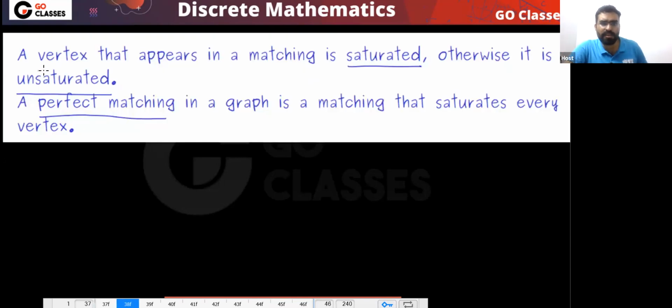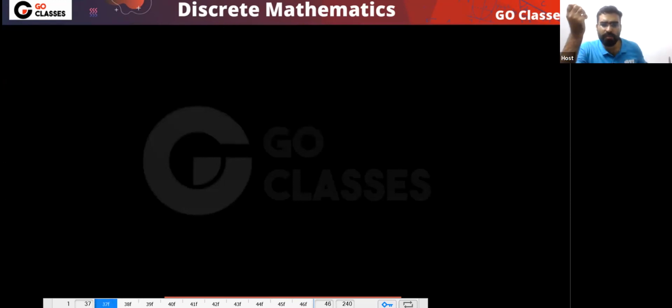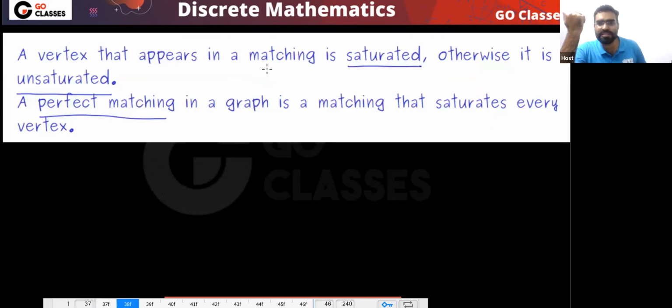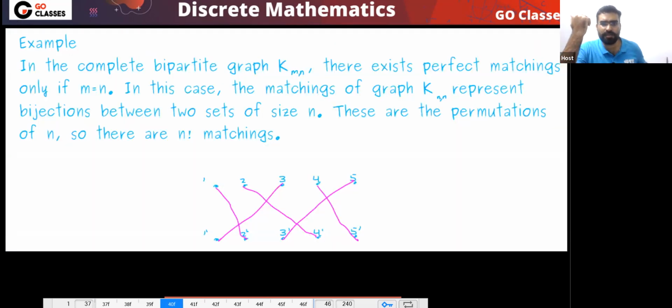And this is just a concept: a vertex that appears in the matching is called saturated. For example, in your marriage example, M3 is matched, but M2 did not get a wife. So M2 is not saturated, something like that. So this is just terminology. A vertex which appears in the matching is saturated, otherwise not saturated. Perfect matching means a matching in which all the vertices are saturated. These are quite simple things.